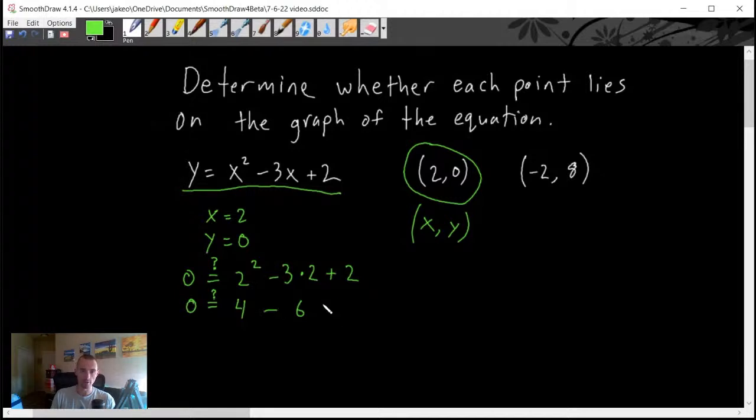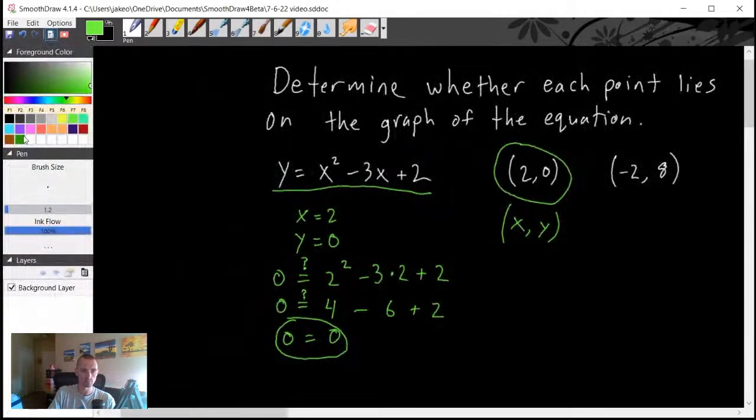And then the final thing would be addition and subtraction. So we'll keep those 3 terms like that. And then we have 0 maybe equals 4 minus 6 plus 2. 4 minus 6 is negative 2, plus 2 is 0. So yes, those two things are equal. So we can get rid of our question mark. We know that 0 does equal 0, which means the point (2, 0) is on the graph of this equation. Okay, so we know that for that first one, the answer is yes.